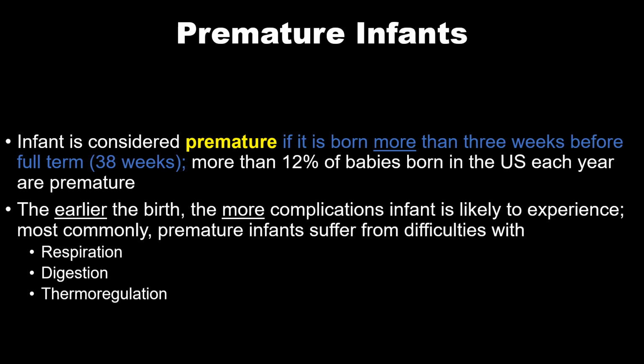Now, I said I'd talk about prematurity, and an infant is considered premature if it's born more than 3 weeks before full term, so that's at about 35 weeks or earlier. And honestly, more than 12% of babies in the U.S. are born premature. And the truth is, the earlier the birth, the more complications that are likely. Most commonly, premature infants suffer from respiratory, digestive, and thermoregulatory difficulties.